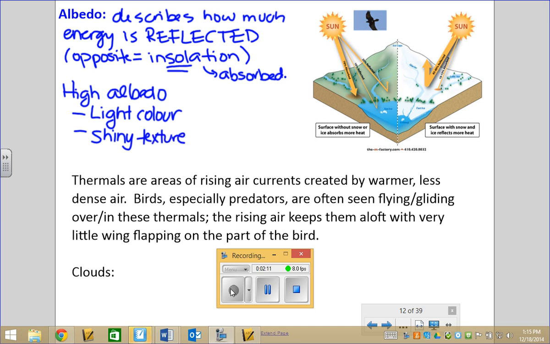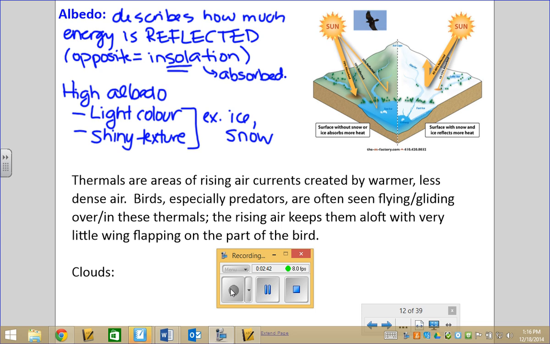So if I were to ask myself, what's an example of something that's light colored or that has a shiny texture? I would think about ice and snow. Ice and snow are white, they are shiny. Ice and snow have a very high albedo. So the picture to the right illustrates this idea first.